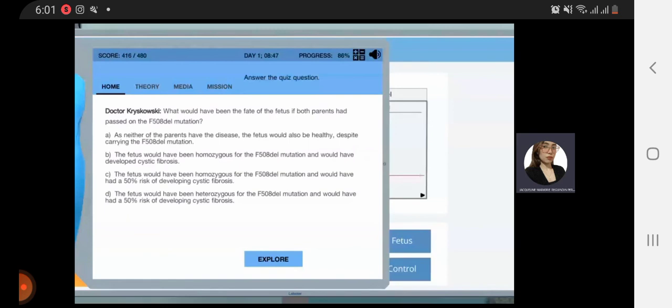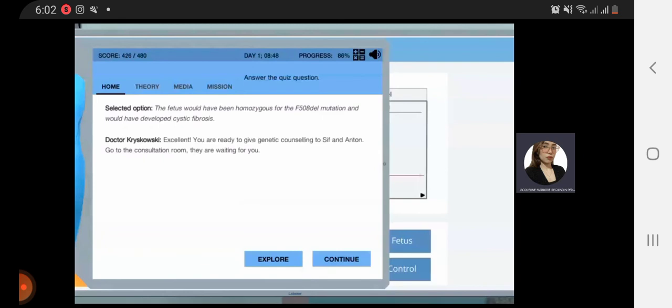What would have been the fate of the fetus if both parents had passed on the F508del mutation? Excellent. You are ready to give genetic counseling to SIF and Anton. Go to the consultation room. They are waiting for you.